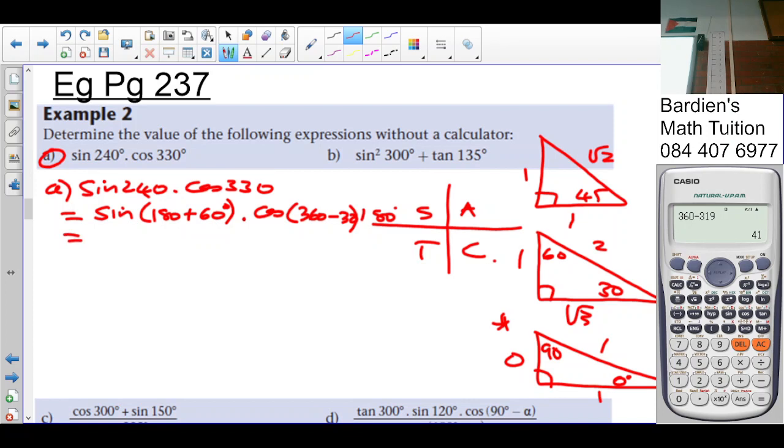So is sine positive or negative in the third quadrant? Negative. So it's negative sine 60 times cos of 360 minus 30. Which quadrant is that? Fourth quadrant. Is cos positive or negative in the fourth quadrant? Positive. So it remains cos 30. Okay. Now you guys use the special angles quickly.